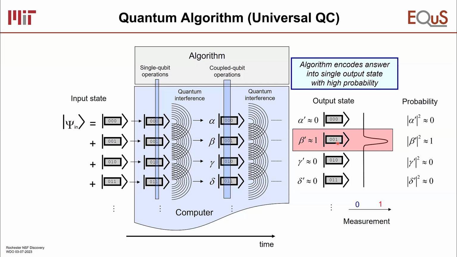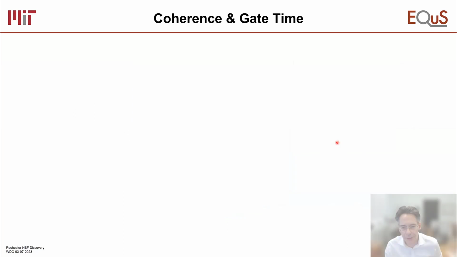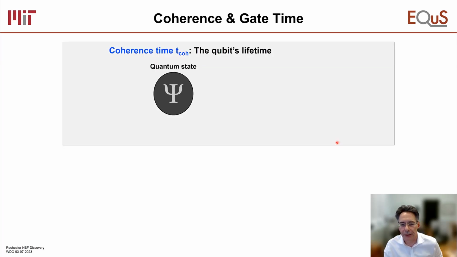And this encodes the answer to the question that we're trying to solve, or that this algorithm is trying to solve. And so the challenge for an algorithm designer is to come up with the right sequence of single and 2-qubit gates such that this happens, that all of the probability amplitude ideally resides in only one of these aspects, and it is the right answer to the problem we're trying to solve. Okay, so that's great. Why don't we have quantum computers today running algorithms at scale? And it turns out it's because of 2 time frames. One is coherence, and the other is the gate time.